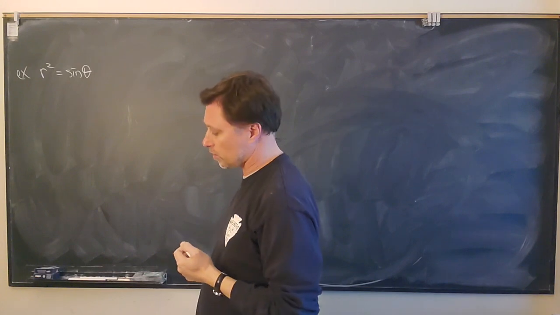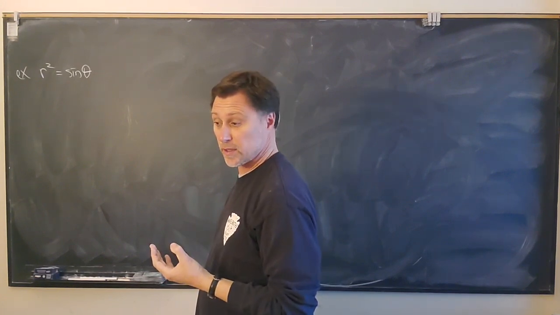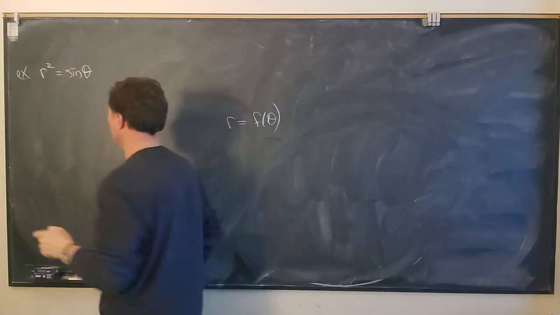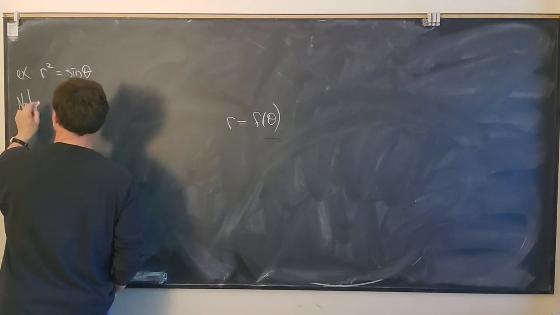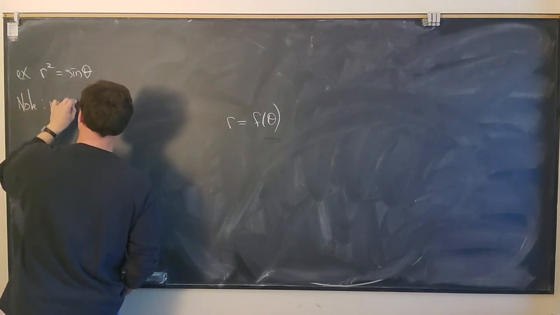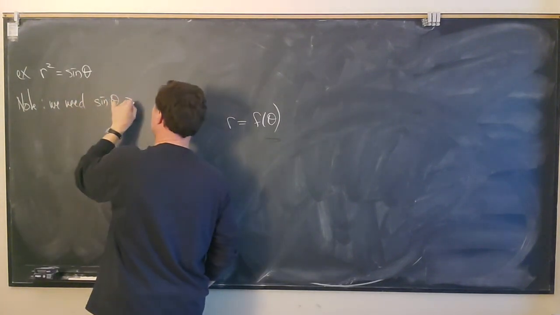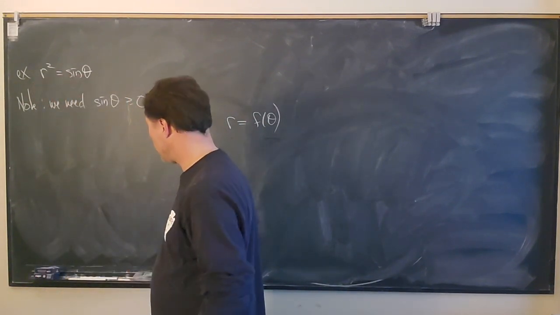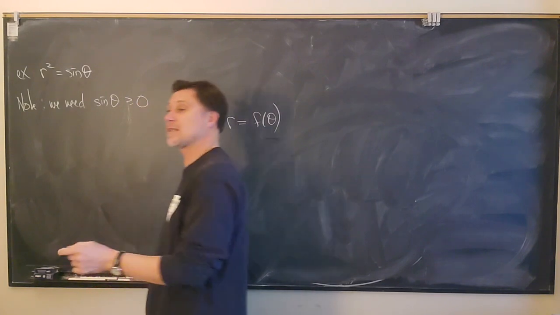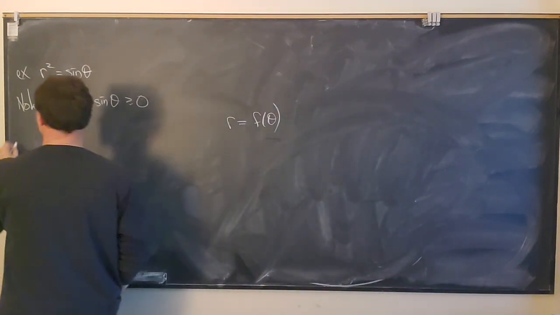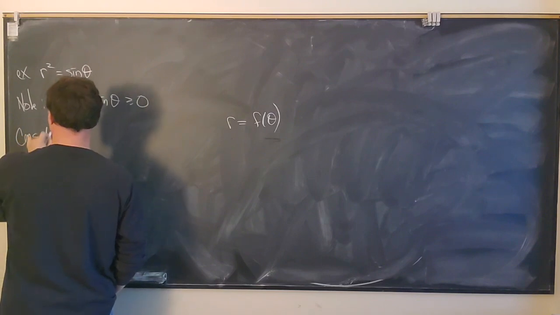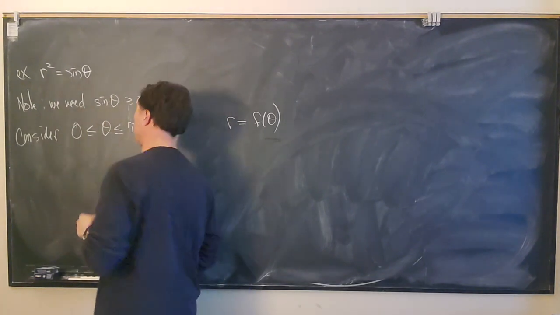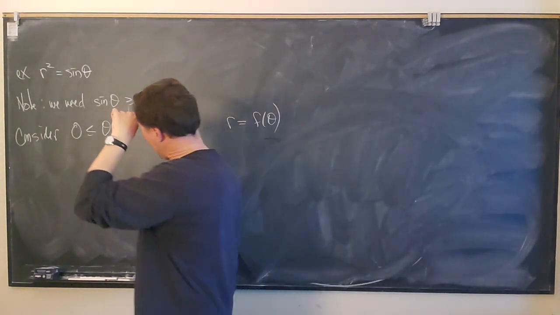Okay, now the first thing to observe, right? R squared is always greater than or equal to 0, which means that our right-hand side has to be greater than or equal to 0 also. Right, so let's note we need sine theta to be greater than or equal to 0, right? Because it doesn't make sense to have a positive number equal to a negative number. So if you think about the sine graph, right, it's positive from 0 to pi, right? So we consider our theta values from 0 to pi.